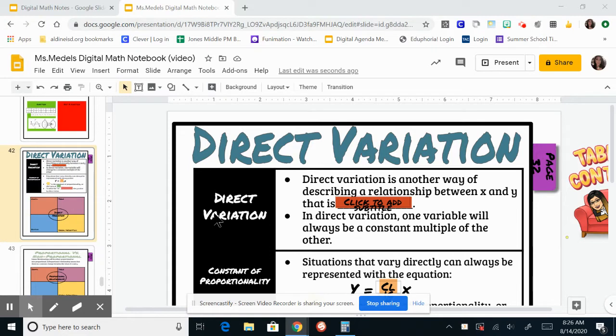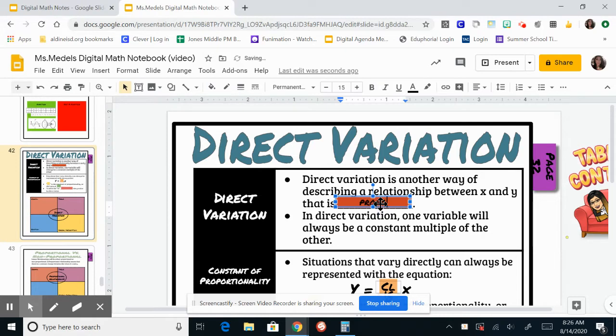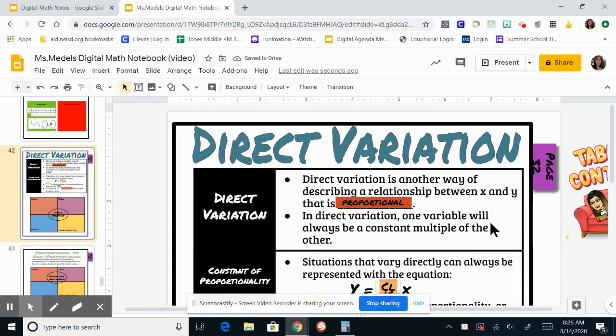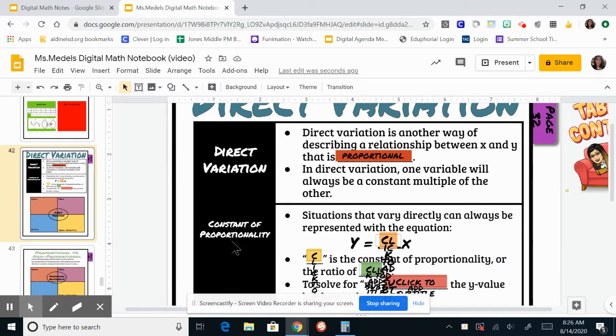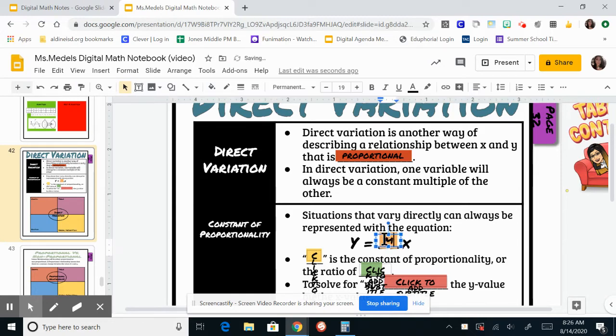Direct variation is just another way of describing a relationship between x and y that is proportional. In direct variation, one variable will always be a constant multiple of the other, and that's how we get into the constant of proportionality. These are situations that vary directly. That's a key word: varies directly can always be represented with the equation y is equal to mx.